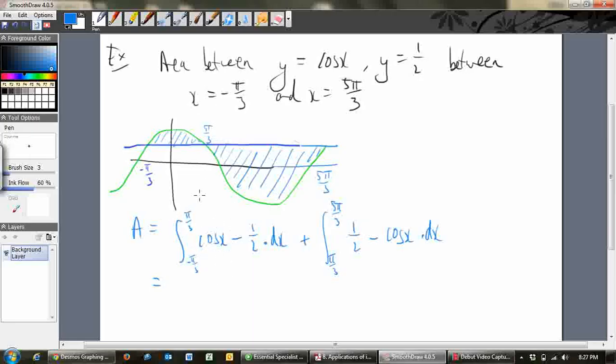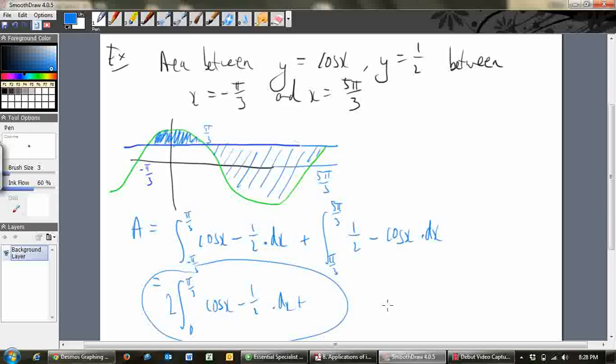The other thing to notice here is that this is a symmetrical region that has the same area as that, so just a little tip to make things faster, you could say that's two lots of the integral from 0 to pi on 3 of cos x minus a half dx. This can often be quite helpful because if you get a 0 in the integral, it makes your calculations at the end a little bit simpler rather than having negative pi on 3s and things like that. So that's something to take into account.